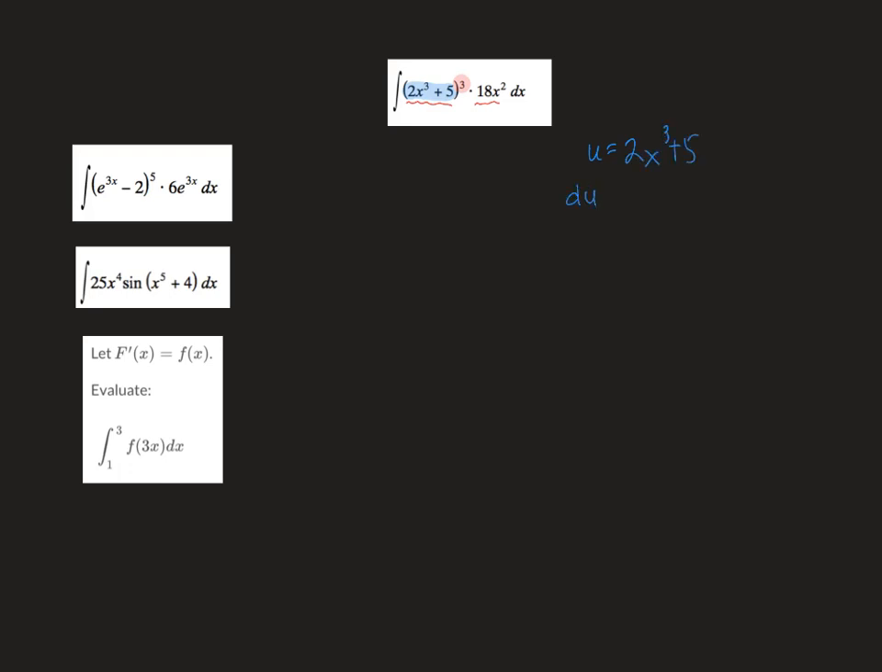And then I do the derivative of u with respect to x, and I get 6x squared. And then I move that dx over, so I get 6x squared dx. And it's here that I stop and I map out a plan for what I'm going to do. So I see that this 2x cubed plus 5 is right here, so that's going to be u. So all of that will be u.